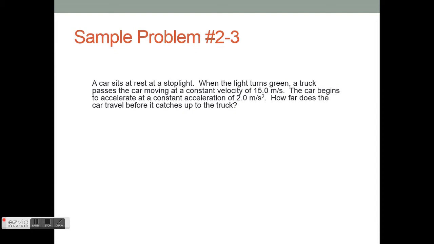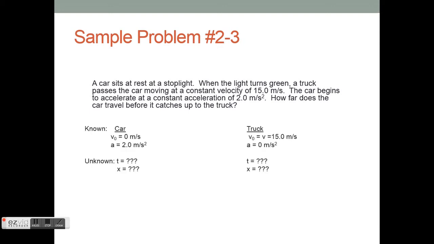The last problem that I have: a car sits at a stoplight, and when the light turns green, a truck passes the car at a constant velocity of 15 meters per second. The car begins to accelerate at a constant acceleration of 2 meters per second squared. And I want to know how far does the car travel before it catches up with the truck. So there are known values, but there are known values for both the car and the truck. The things that I know about the car is that its initial velocity is 0, and that its acceleration is 2 meters per second squared.